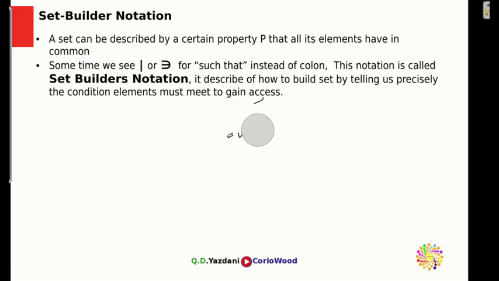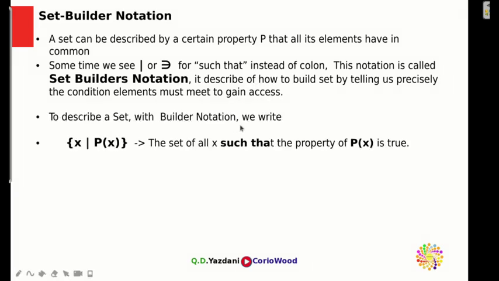Alright, so we're gonna clear this one. To describe a set with set builder notation, we write the set of all x such that the property P of x is true. That's how we're going to read this one. The set of all x is this here, and we're going to read this as pipe, the set of all x such that the property P of x is true. That's how we're going to read P of x.